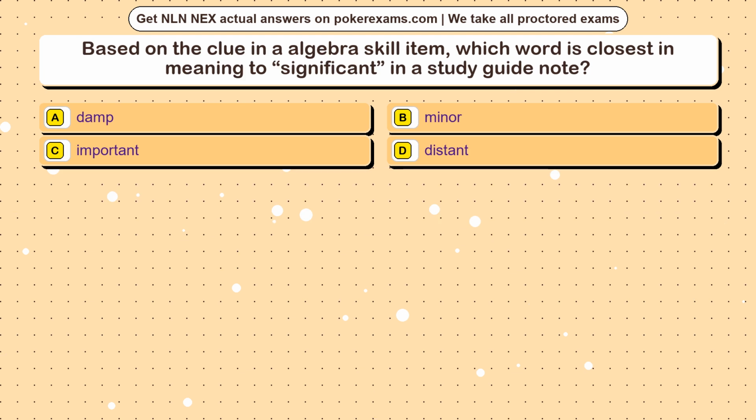Question 17. Based on the clue in an algebra skill item, which word is closest in meaning to significant in a study guide note? Option A, damp. Option B, minor. Option C, important. Option D, distant.